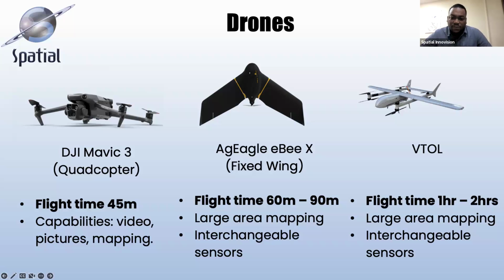The vertical takeoff and landing drone, which is also called VTOL, will give flight times of 60 minutes and more. Some VTOL will fly for approximately 1.5 hours and more. VTOL is a combination of a copter and a fixed-wing drone. Therefore, it's used in challenging environments where you have limited takeoff and landing, and it's used for larger areas, and it also has interchangeable sensor capabilities.